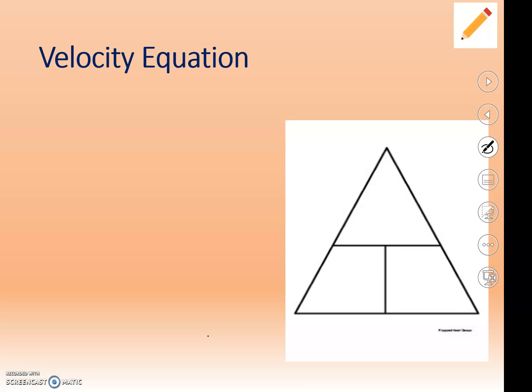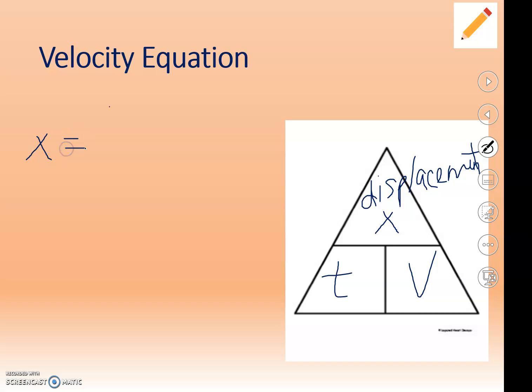All right, so if you like the triangles, here's one for velocity. So with velocity, it's the same format. We're going to have velocity on bottom, time on bottom, but on top, now we're going to have displacement. So you can write the entire word if you would like, or technically, I almost ran out of room. Our displacement is represented by an X. Some teachers use an S, but I usually use an X. So with displacement, if you're solving for displacement, which is variable X, you're going to do time times velocity.